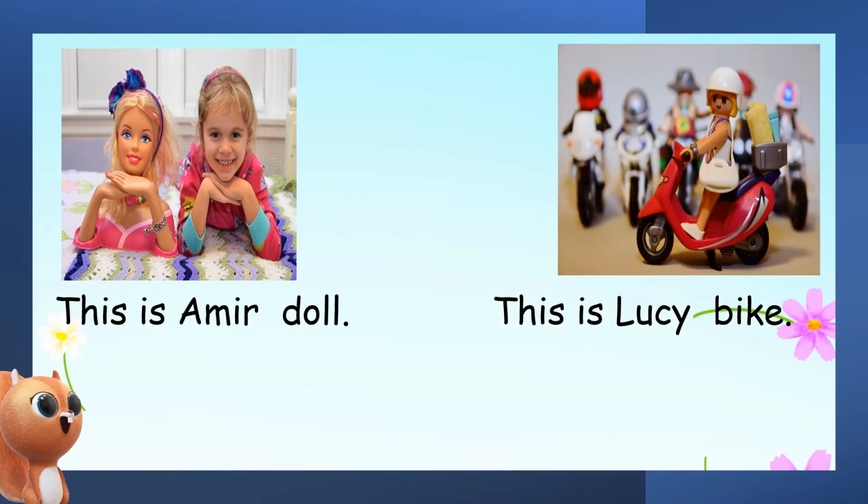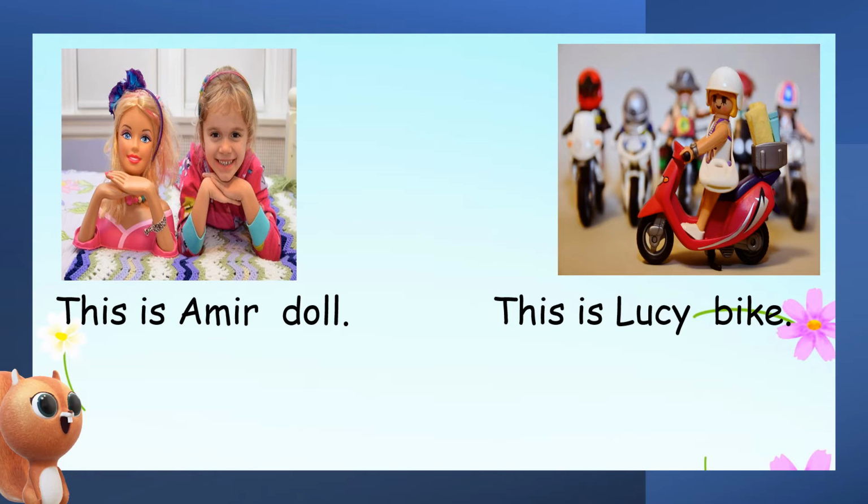Now I want you to have a go at these two sentences. This is Amy doll. This is Lucy bike. Where do we add the apostrophe and the S? Pause the video and have a go.